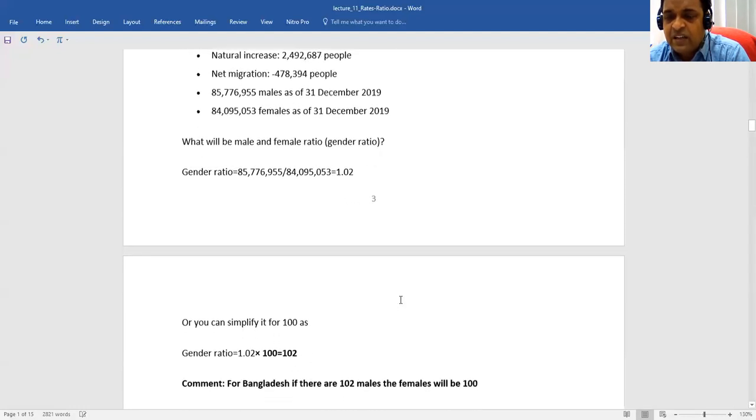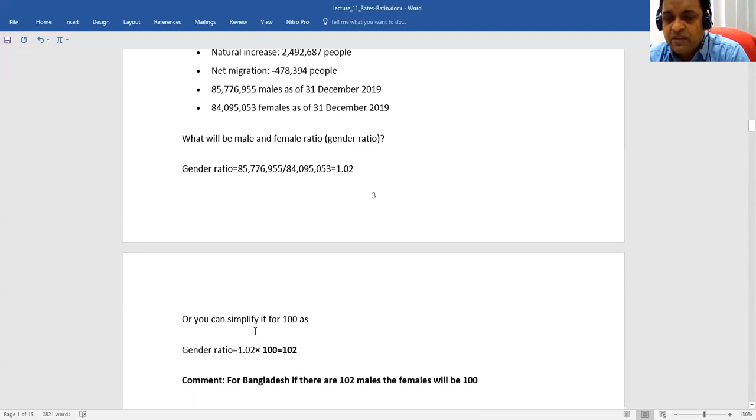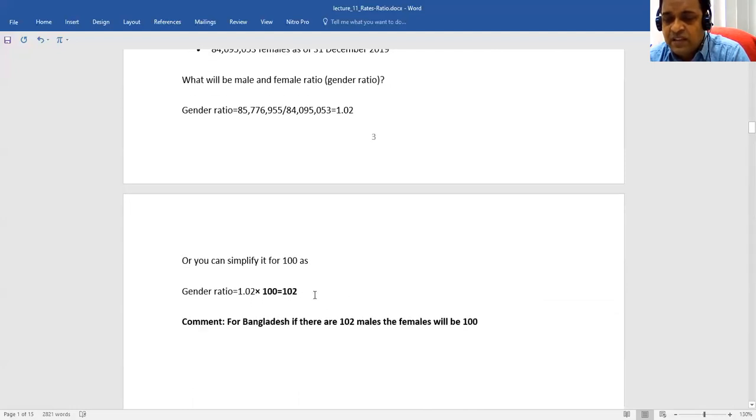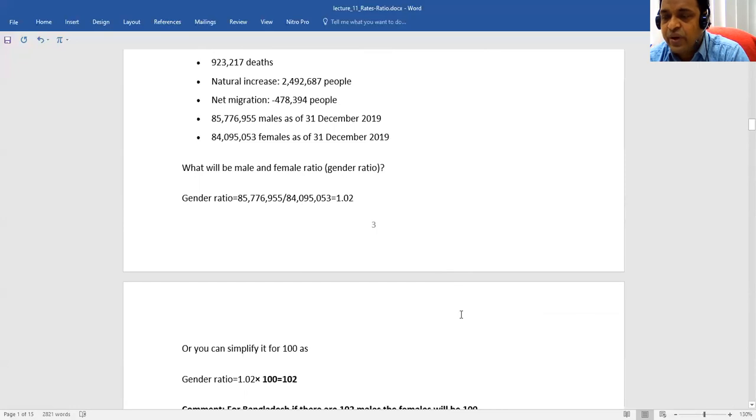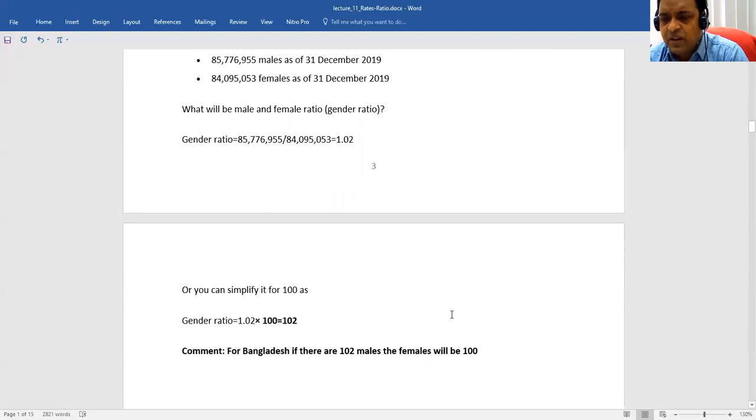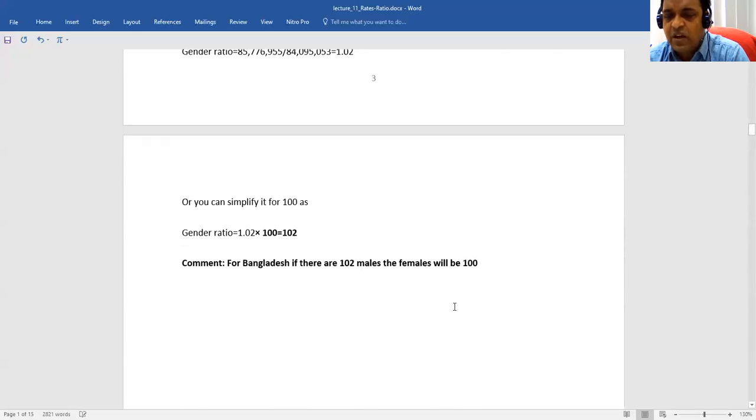If you multiply by 100, that is called the gender ratio or sex ratio. You will get 102. That is, for Bangladesh, for 102 males, there will be 100 females. So this is the sex ratio of male to female. For 102 males, there will be 100 females in Bangladesh according to the population of 2019. In this way, we can use a ratio. And remember, the ratio is a very important part of biostatistics and epidemiological statistics. So please do more examples and exercises.